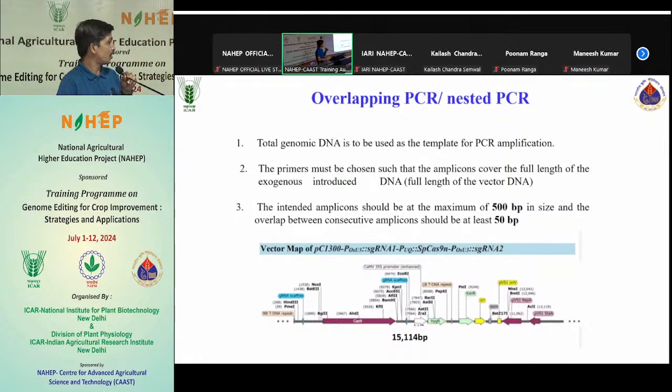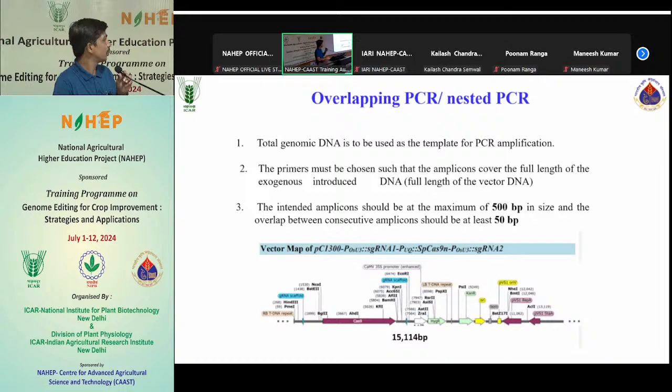Overlapping or nested PCR is a very tricky and very important aspect in the preparation of the dossier. So please listen carefully, and any doubts, just let me know. This is my vector map. My vector is pKM1300, in which I cloned two guide RNAs. My vector size is 15,114 base pairs.